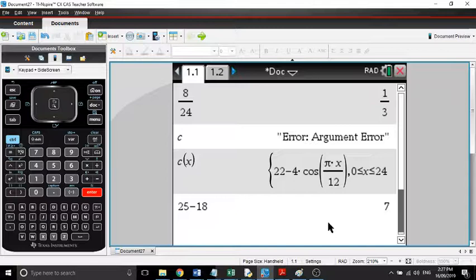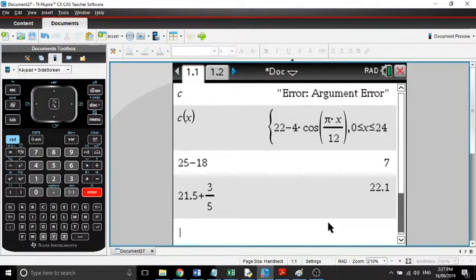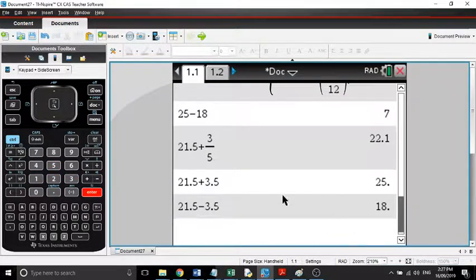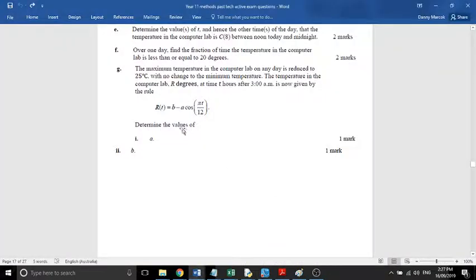So this can be 21.5 plus 3.5, or 21.5 minus 3.5. So there we go. Our new value of A is 3.5 and our value of B is 21.5. So that's all we have for those two questions there.